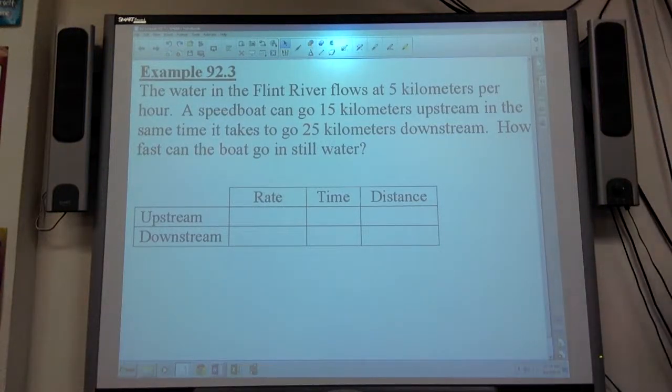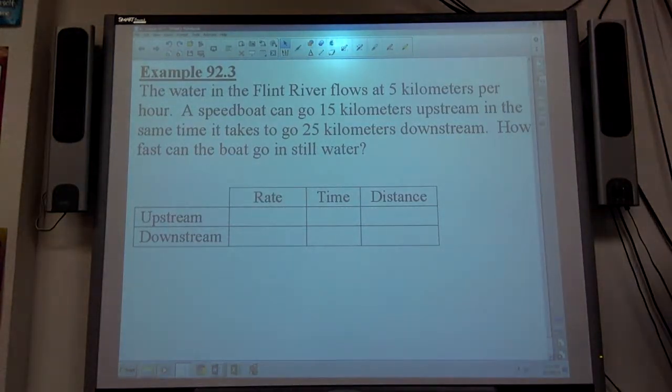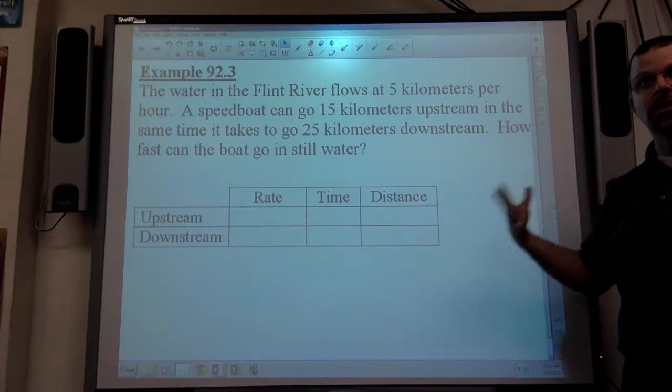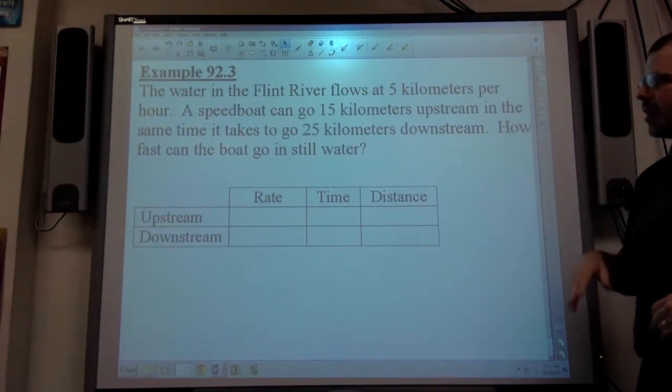All right, the final example. The water in the Flint River flows at 5 kilometers per hour. A speedboat can go 15 kilometers upstream at the same time it takes to go 25 kilometers downstream. Again, upstream and downstream are in the problem, making it this kind of a problem. How fast can the boat go in still water?